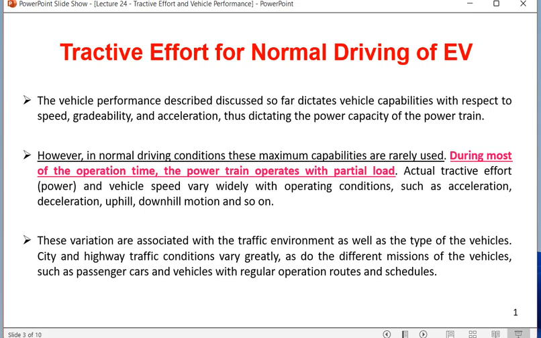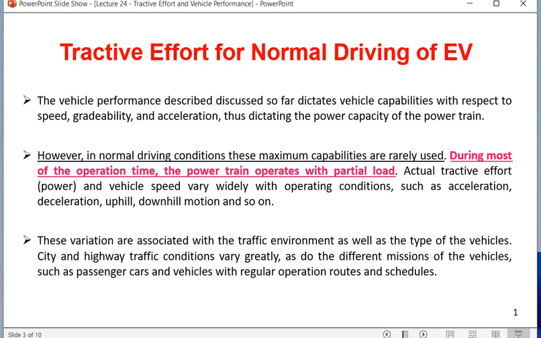Too much start and stop is not there. Once the vehicle is started, after a long stretch it can stop. So actual tractive effort or tractive power and vehicle speed vary widely during different operating conditions. When the vehicle is running through the city, too much start and stop is happening. Acceleration cannot happen much in that case.